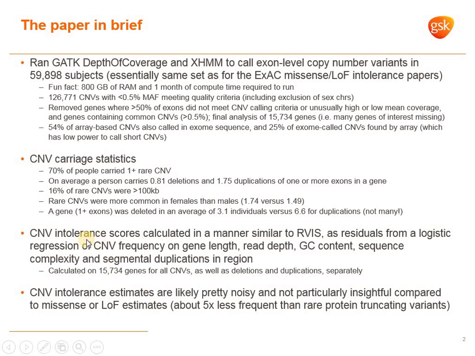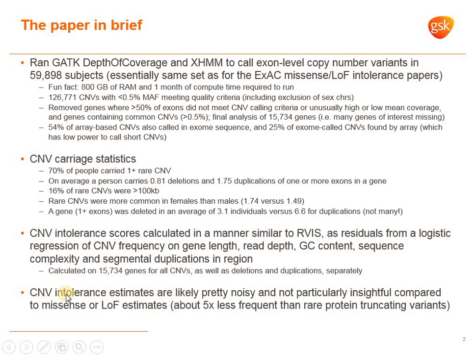And finally, the copy number intolerance scores are calculated in a manner similar to RVIS. That is, they fit a regression model, here a logistic regression model, where they related the size of the gene to the frequency of the copy number. They also included in the model other things that might affect that aside from gene length, which would be read depth, GC content, sequence complexity, and segmental duplications in the region.